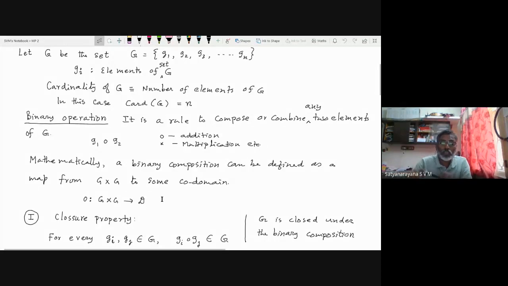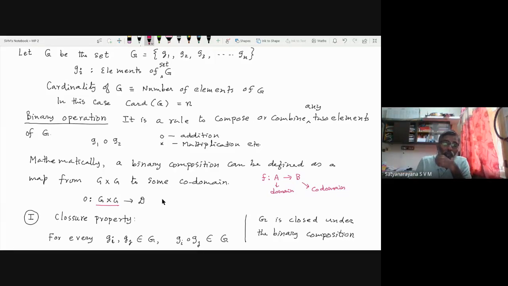For any function, you will have a set A and a set B, correct? This is called domain, and this is called codomain, correct? This is usually our set theory language. Now, when I am defining a binary composition, I am very sure about this domain, but I am not sure about this one, so I am calling it as some codomain.